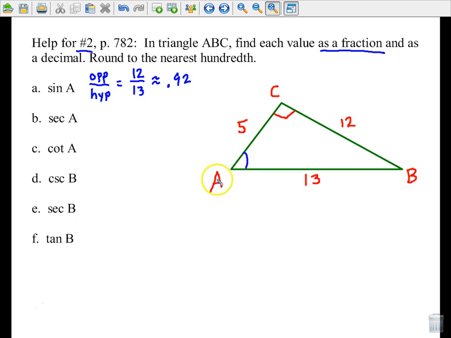Okay, still looking out from angle A, I'm asked to find secant A. Well, remember, secant is the inverse of cosine. Cosine is adjacent over hypotenuse, which means that secant, if it's the inverse, is just this ratio flipped over. So it's going to be hypotenuse over adjacent. All right. I just want you to see these inverses of the three main trig functions that you're probably already familiar with.